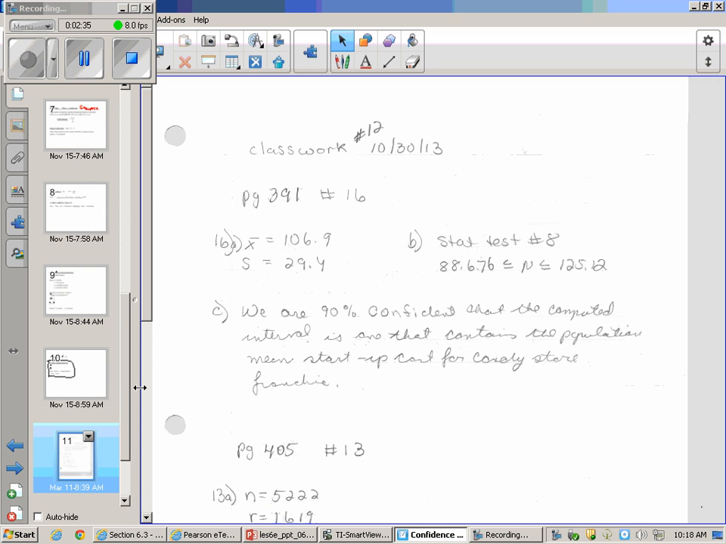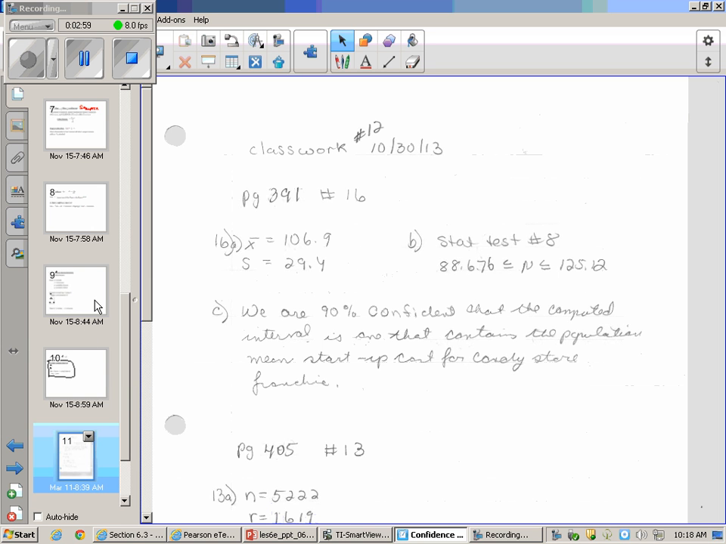So this truthfully is $88,000 and $125,000, just so you know what we're talking about. And then we do the interpretation that says we are 90% confident that the computed interval is one that contains the population mean startup cost for a candy store franchise.